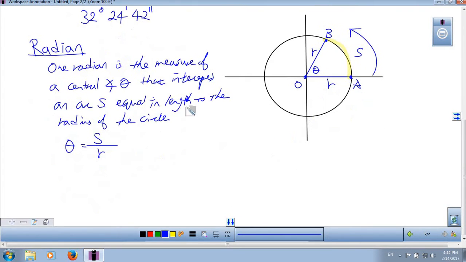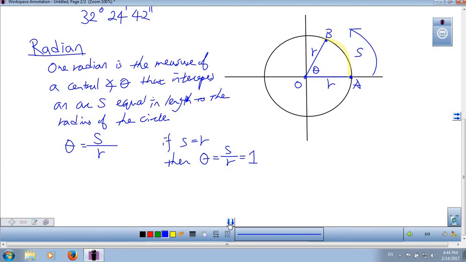So you can see if S is equal to R, then theta in radians, S divided by R, is going to be 1 radian. Now, radian has no units. Radian has no unit because S and R are measuring the same unit of length. S can be feet, R can be feet, S can be meter, R can be meter. So S divided by R is going to be a unitless measure.